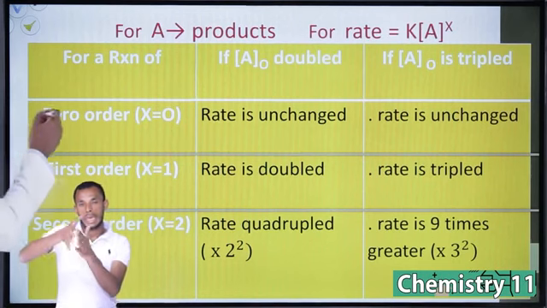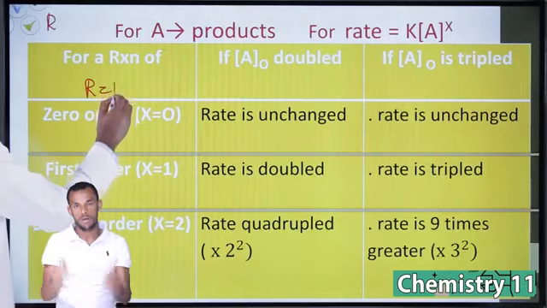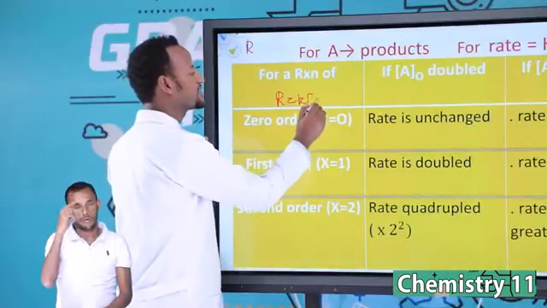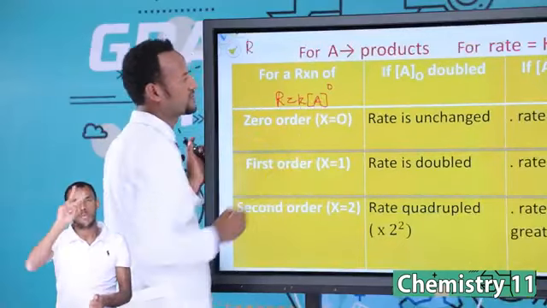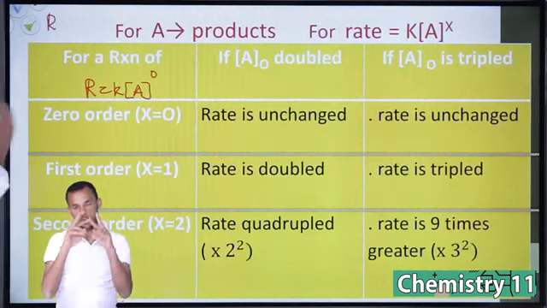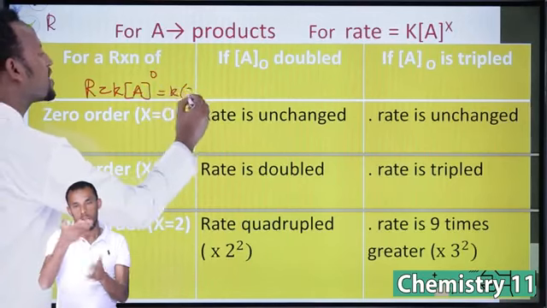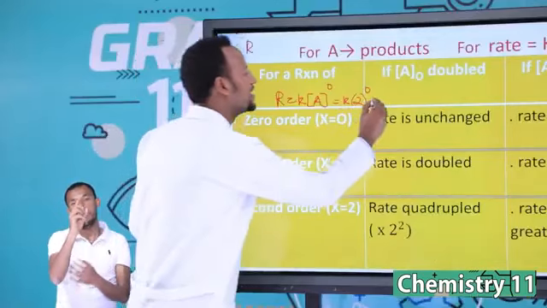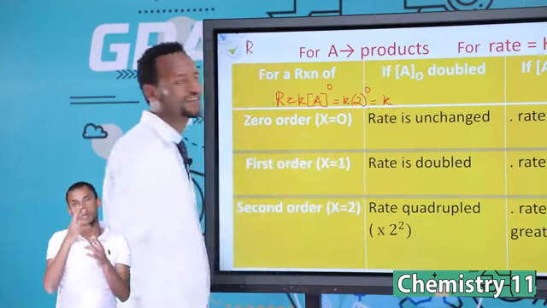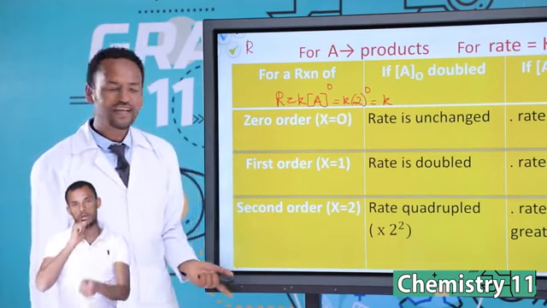For zero order, the concentration is doubled. Look at zero order. Rate is equal to K. For zero order, it is A to the power of 0. A naught means what? Initial concentration. The initial concentration is doubled, so this value is doubled to the power of 0. To the power of 0 is how much? 1. Therefore, in this case, rate is equal to K. Rate is unchanged. Why is rate unchanged?